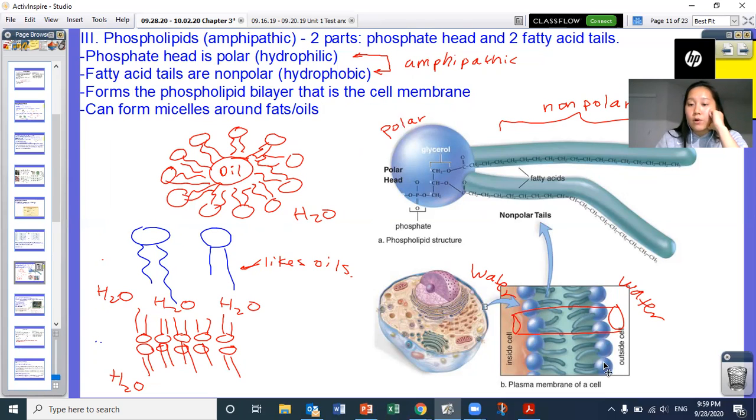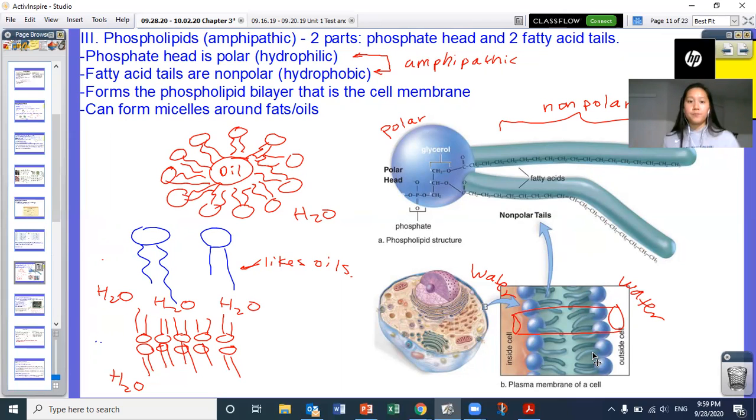So when you have them like here, the polar heads face the water part on the inside of the cell and the water part on the outside of the cell, because that's the side of the phospholipid that loves interacting with water. And then you have the nonpolar tails facing each other because they don't like the water. So they're going to stay away from the water on the outside and the inside of the cell. They'll face each other and only interact with each other. And that makes this phospholipid bilayer, right? There's a double layer of phospholipids.